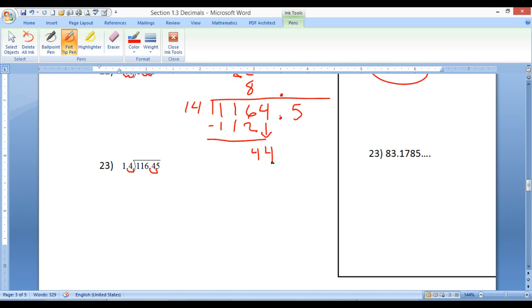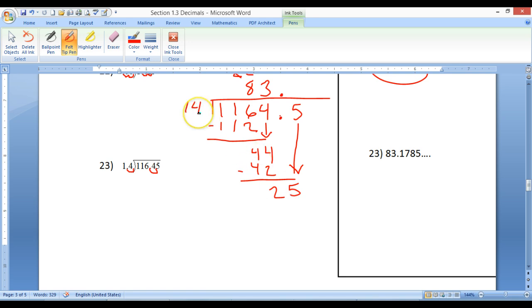4. Okay, so now I need 14 to go into 44. In this case, it's 3. 3 times 14 is 42. Subtract gives me 2. Okay, making sure that my decimal went directly above in my answer. Good. Need to move the 5 down. Don't need to worry about the decimal down here in the working stuff. Only need to put it up in the answer.